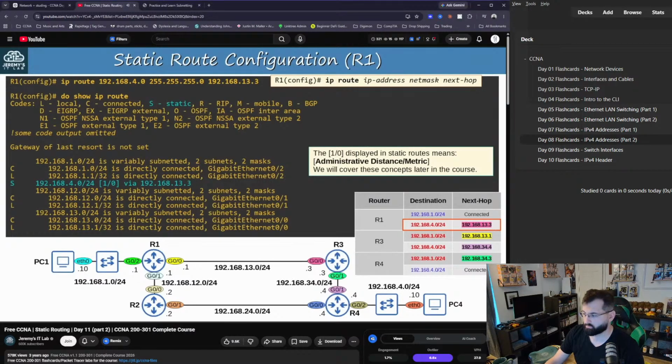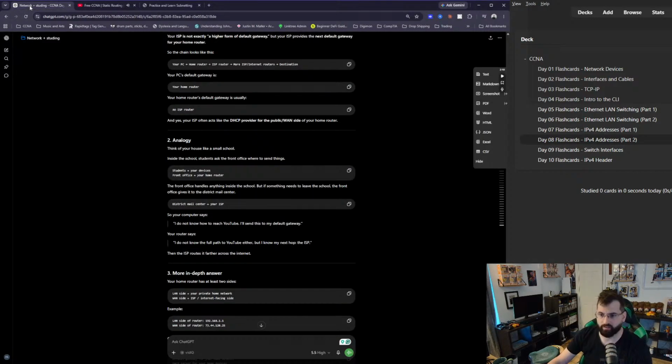Okay, that's all we have to configure on R1. It now knows that, to reach PC4's network, it should forward packets to 192.168.13.3. Okay, I gotta understand this.